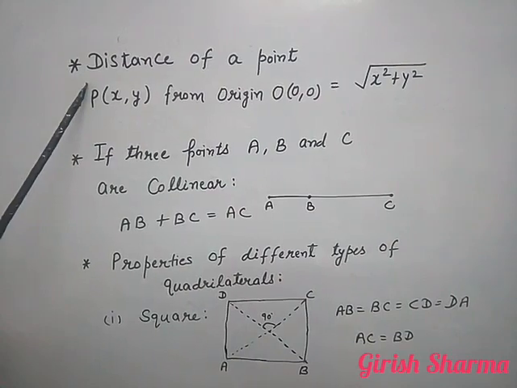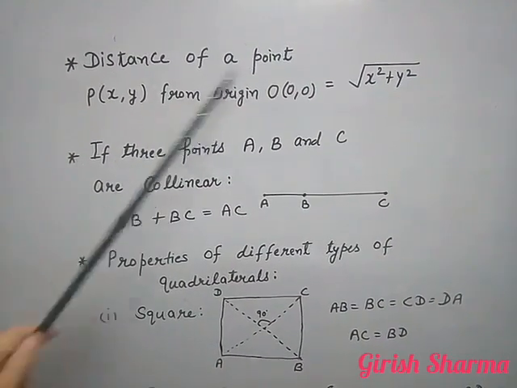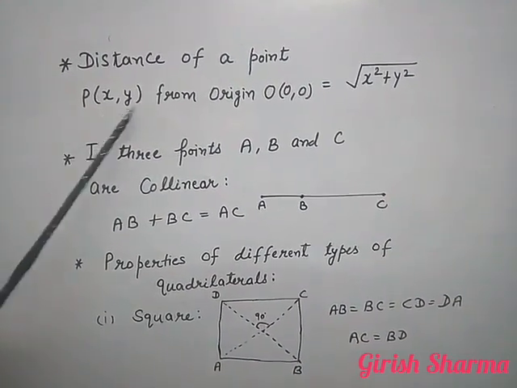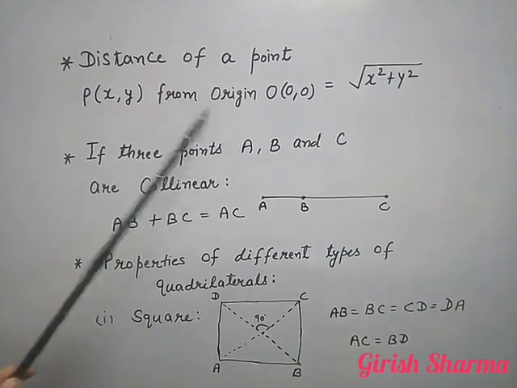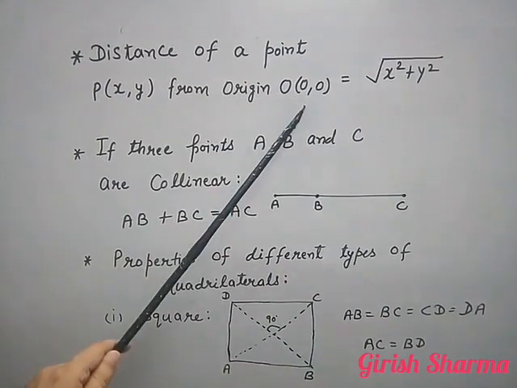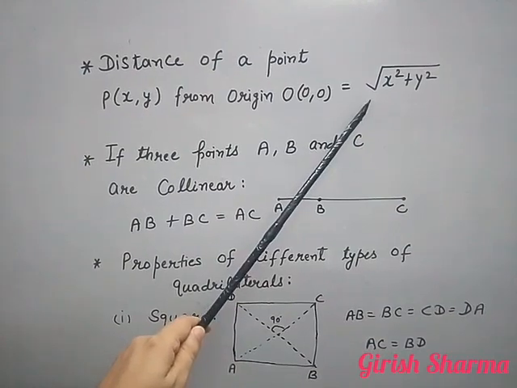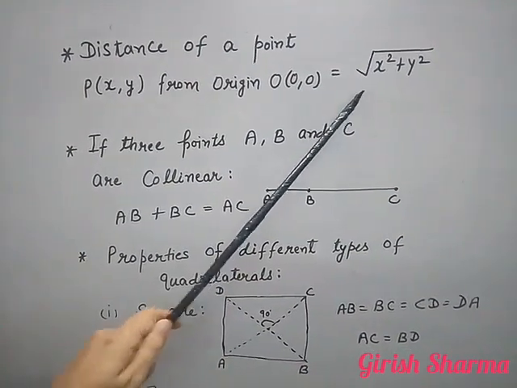As you have seen earlier, the distance of a point from the origin, where the point is given as x, y and the origin is 0, 0, is equal to under root x square plus y square. This we have seen.